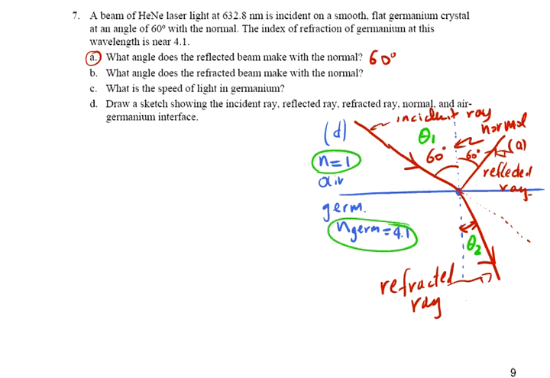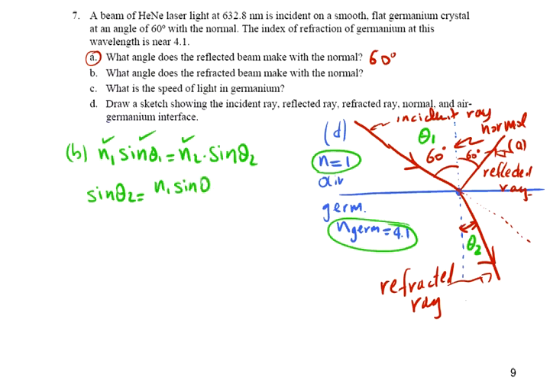So for B, Snell's law says that n1 times sine theta 1 is equal to n2 sine theta 2. n1 is given, theta 1 is given, therefore the sine of theta 1 can be found. n2 is given, sine theta 2 is the only unknown quantity. So we need to solve this equation for theta 2.